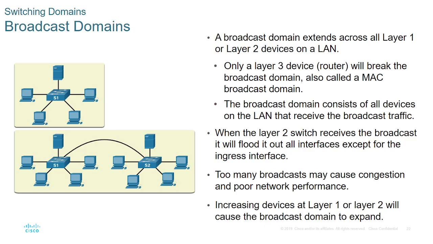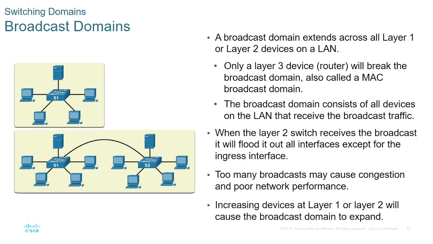Then we have what they call broadcast domains. Switches reduce collision domains because they are full duplex, but they expand broadcast domains. A broadcast domain extends across all layer 1 and layer 2 devices in a LAN. The only device that breaks down a broadcast domain is a router, a layer 3 device. The broadcast domain consists of all devices on the local area network that will receive the broadcast traffic. When a layer 2 switch receives a broadcast, it will flood it out on all the interfaces apart from the interface where that message was received, the ingress interface.